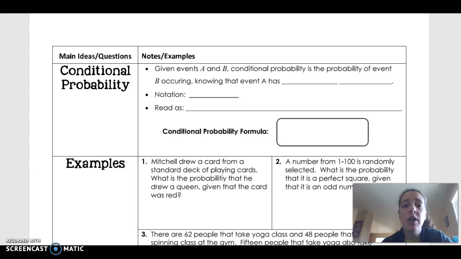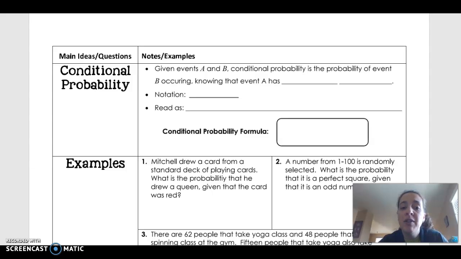Hi guys, today we're going to be talking about some conditional probability. We're going to walk through some notes together and then some examples, and then you'll have time to work on some yourself. So the first thing is we want to come up with a working definition of conditional probability.